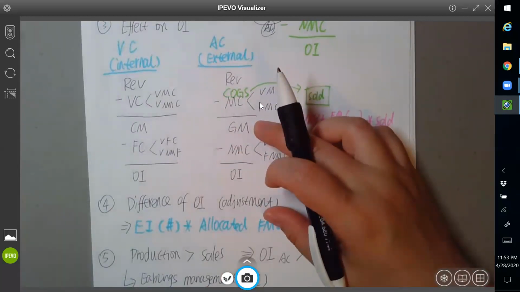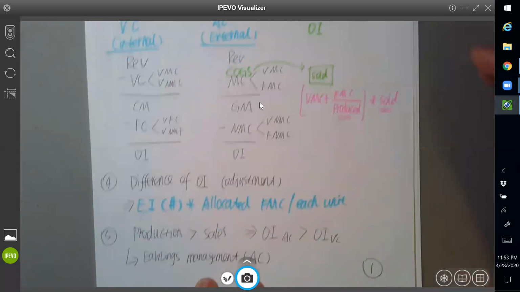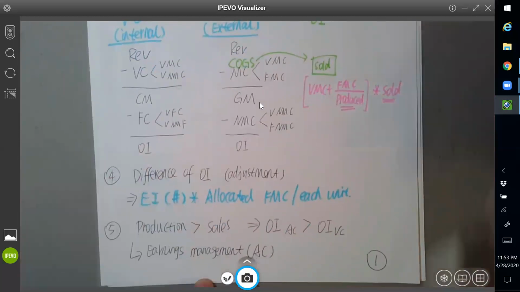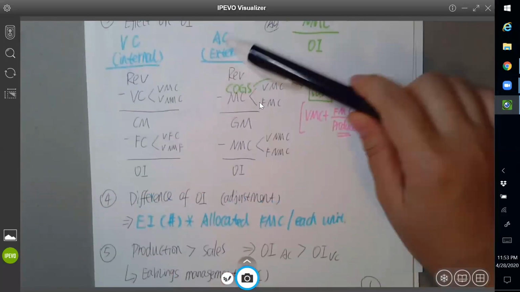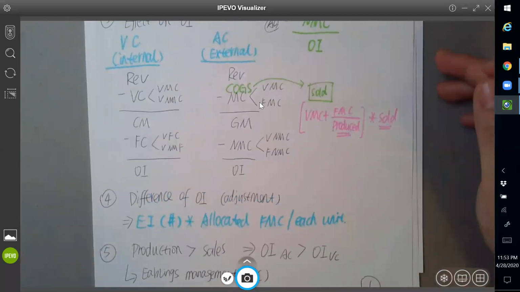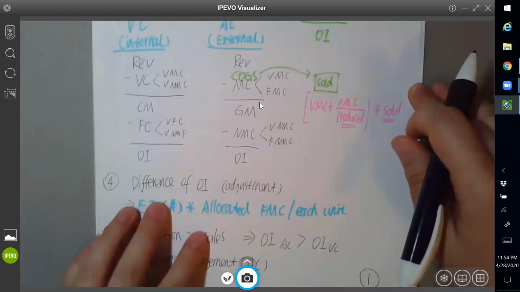So some managers, they just have the motivation. They also have the tool to manipulate their earnings by producing more units than the units they sell. So if I say, hey, variable costing method will give managers the opportunity to manipulate earnings, that's the wrong statement, right? That's the wrong statement, because you only do that under the absorption costing method. Okay, I think that's all about chapter 9.